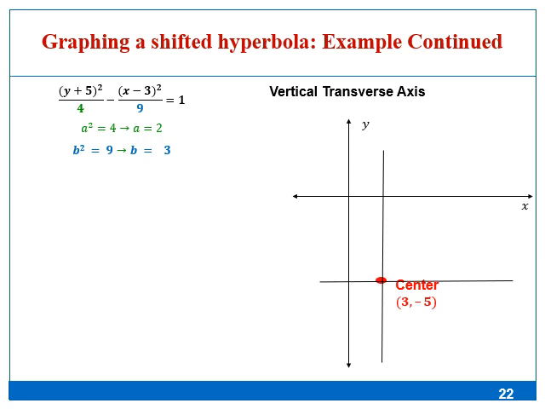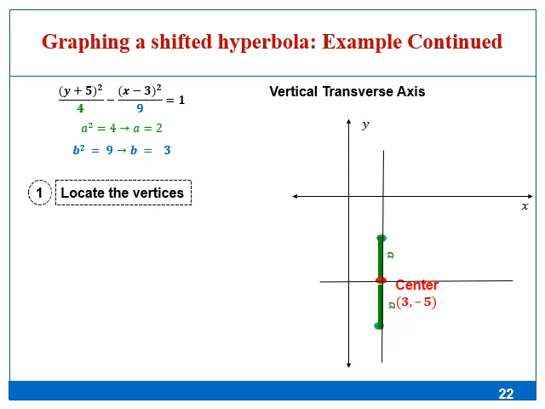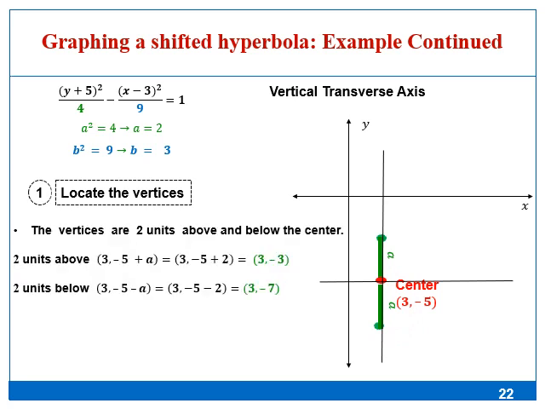Now we'll move on to the first step of the graphing of a hyperbola, which is locate the vertices. Since the transverse axis is vertical, the center and the two vertices all lie on this vertical line. So from the center, if you move a units upwards and downwards, we'll get the two vertices. All of these 3 points have the same x coordinate. They will only differ in their y coordinate. So the y coordinate of this vertex will be minus 5 plus a, and the y coordinate of this point will be minus 5 minus a. Accordingly, the two vertices will be 3 and negative 3 and 3 and negative 7.